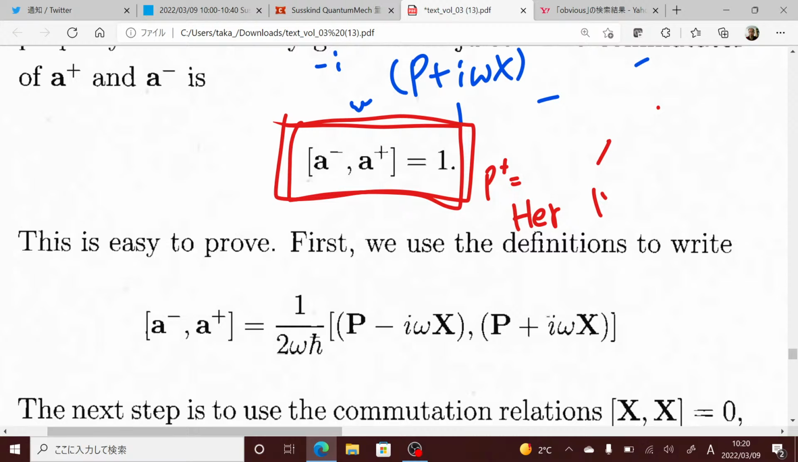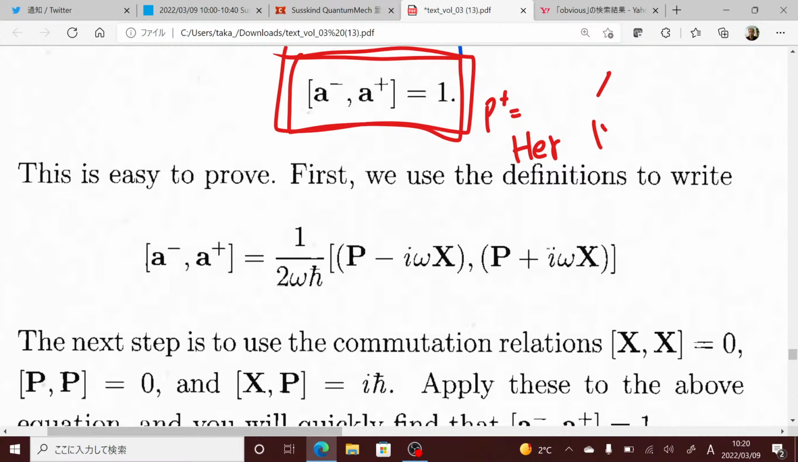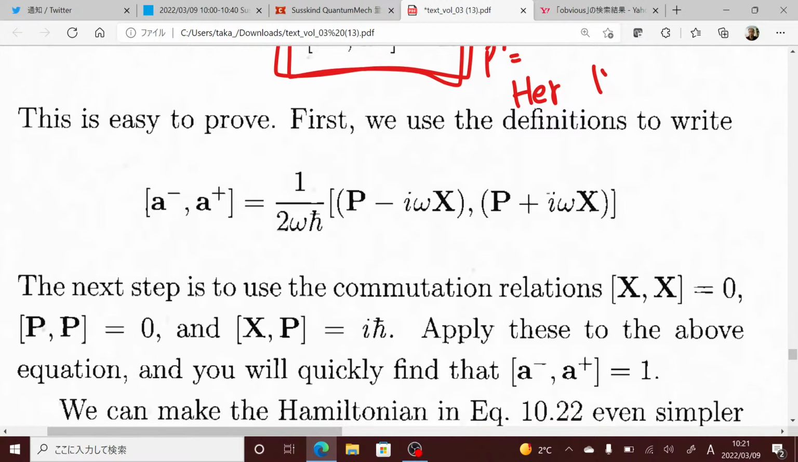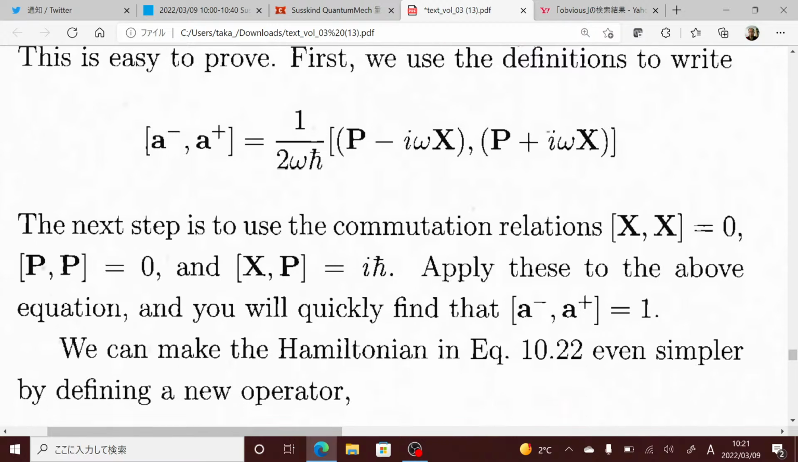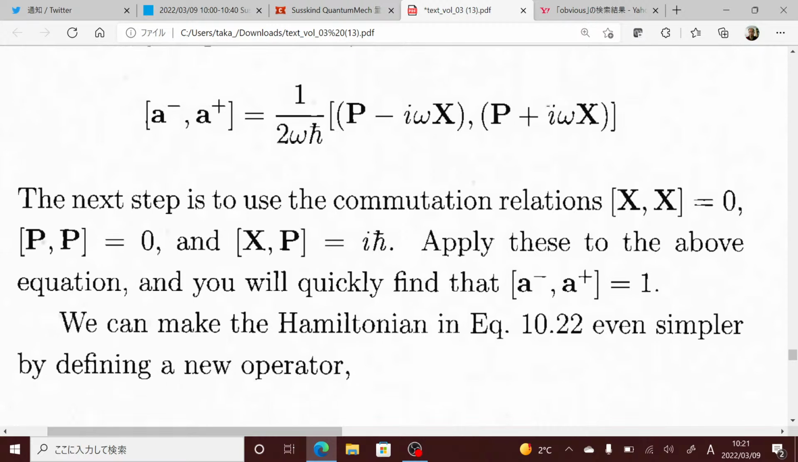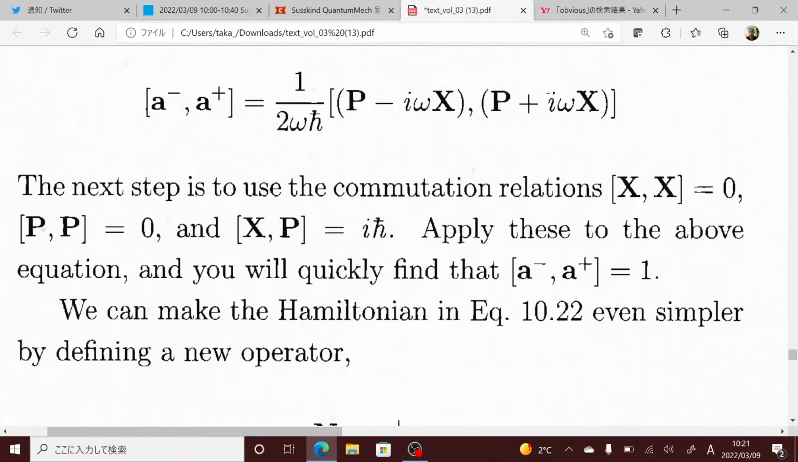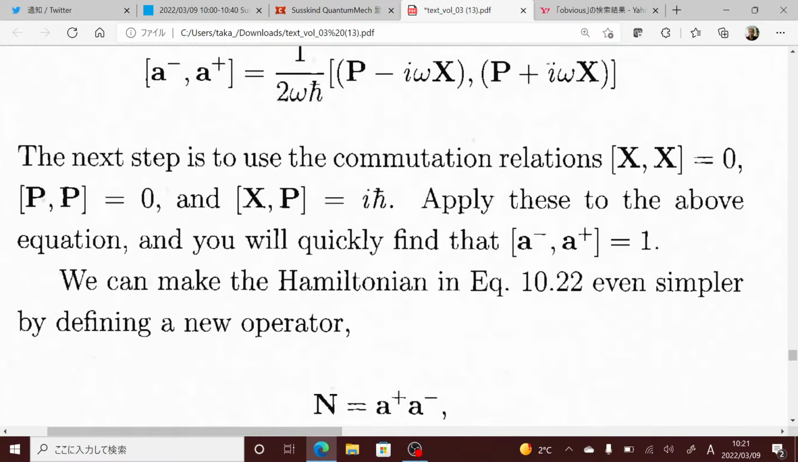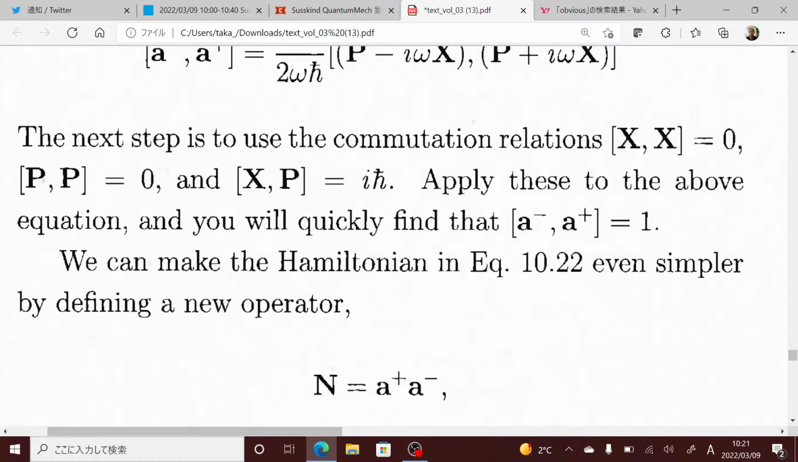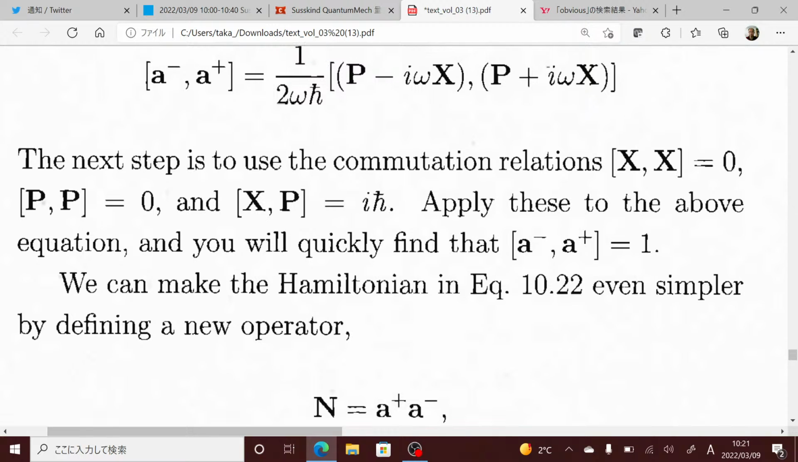First, we use the definition to write the commutator of A minus and A plus as 1 over 2 omega h bar times the commutator of p minus I omega x and p plus I omega x. The next step is to use the commutation relations x comma x equals 0, p comma p equals 0, and x comma p equals I h bar. Apply these to the above equation and you will quickly find that a minus comma a plus equals 1.